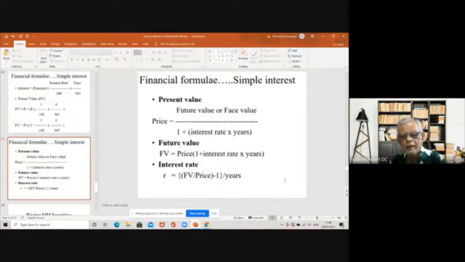Simple interest: then you arrive at the price, future value or face value divided by 1 plus interest rate into the years. Future value is taken to the front here, and the price is, within brackets, 1 plus interest rate into number of years.